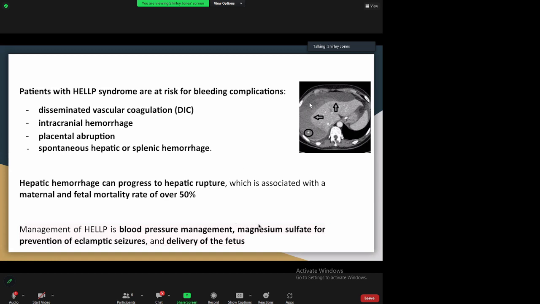So blood pressure control, magnesium sulfate, and delivery of the fetus. If the patient is so anemic from HELLP syndrome that they need a blood transfusion, or if they have hepatic or splenic hemorrhage and they're unstable, of course you give them blood and then you talk to surgery. But otherwise it's managed like preeclampsia.